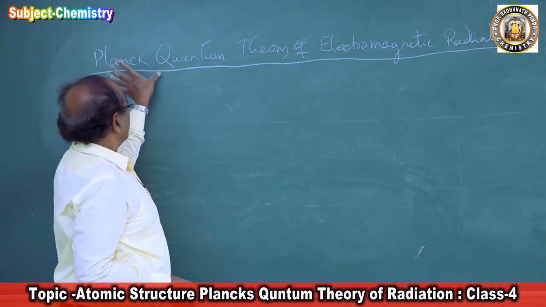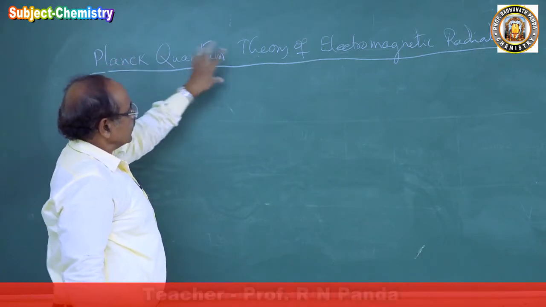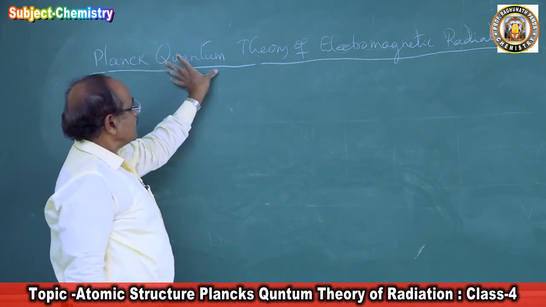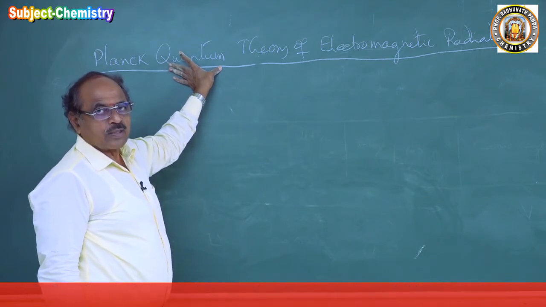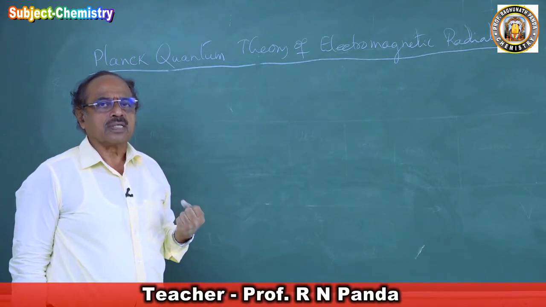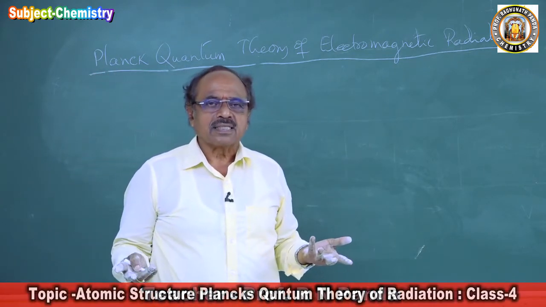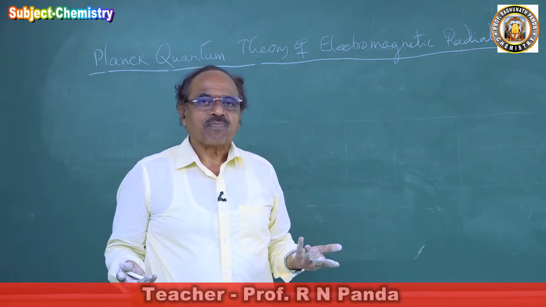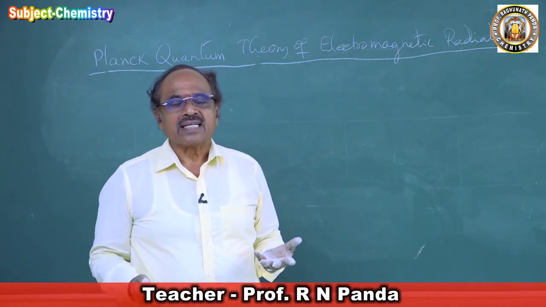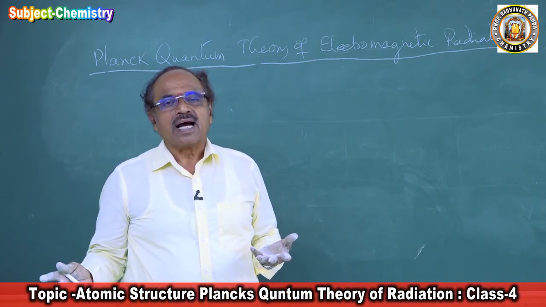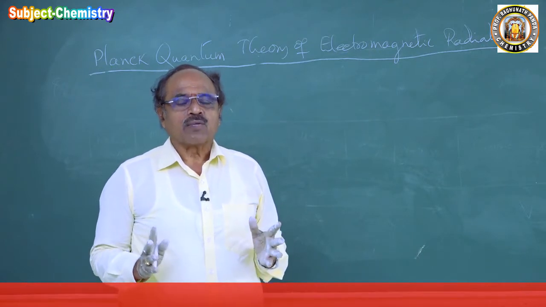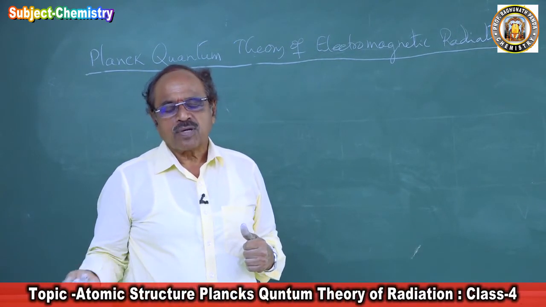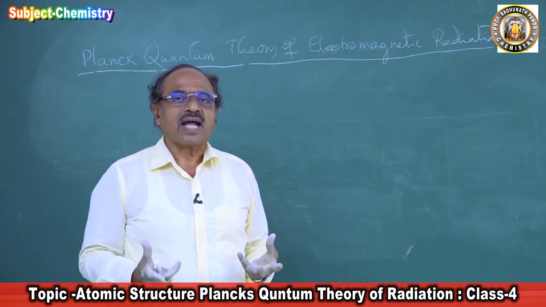Now, what is Planck? Max Planck was a scientist, and he proposed a theory of electromagnetic radiation using the concept of quantum. What is this word quantum? Quantum means definite amount. Each class that my teacher takes is filled with a quantum of wisdom. The quantum of wisdom I earn in one hour of class is much more than I read for 12 hours by myself. So quantum means a definite amount.